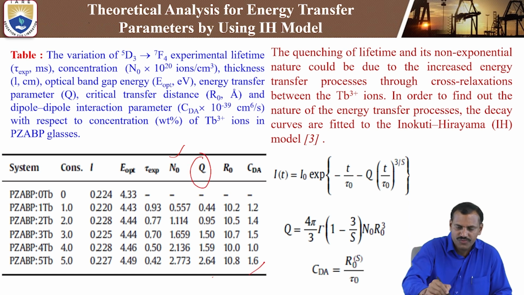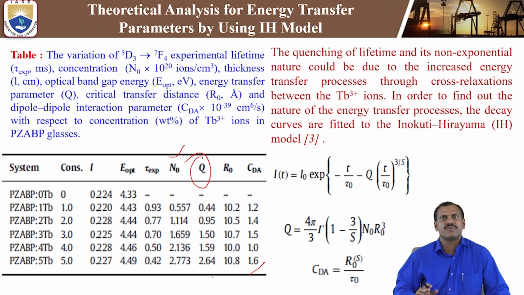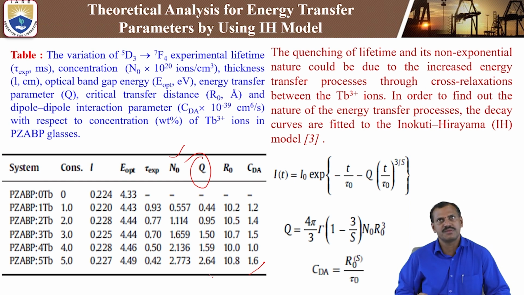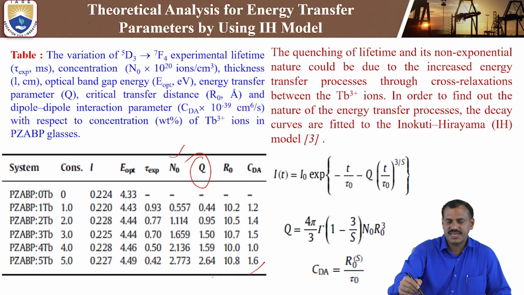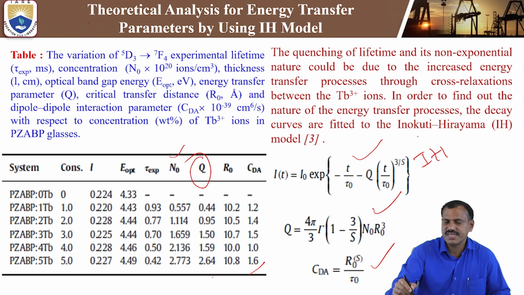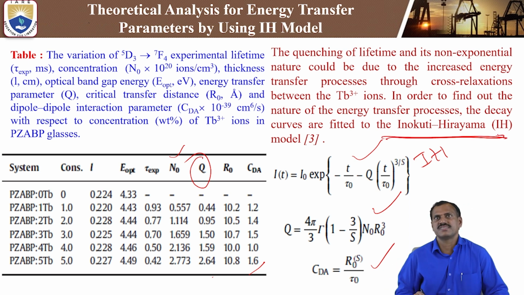But in this case, the Q value is very important. The IH model is mainly used to study the energy transfer parameter. So as the concentration of the terbium 3 plus ions increases, the energy transfer parameter also increases from lower to higher concentration. Here we are using the IH model equation: I of t equals I naught, and the Q value is given by a formula. These three formulas belong to the IH model, that is the Inokuti-Hirayama model. Japanese scientists discussed this theoretical model to study the energy transfer parameter, particularly in the case of terbium 3 plus ions, where the luminescence decay time shows non-exponential nature.